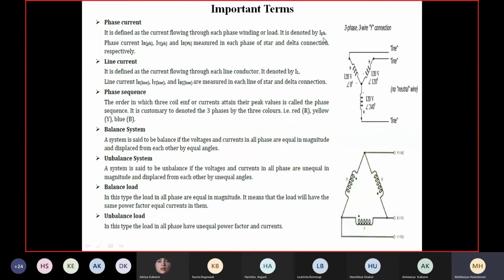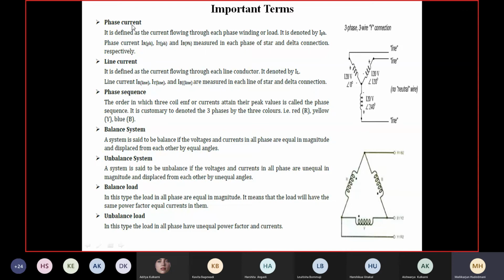It means to say, suppose I speak of this current entering here, and this is a phase winding. So the current leaving the phase or entering the phase is called phase current. It is the current flowing through the phase winding, either a generator, meaning leaving out, or a motor, meaning absorbing. So the current flowing in each phase winding, we classify as phase current.